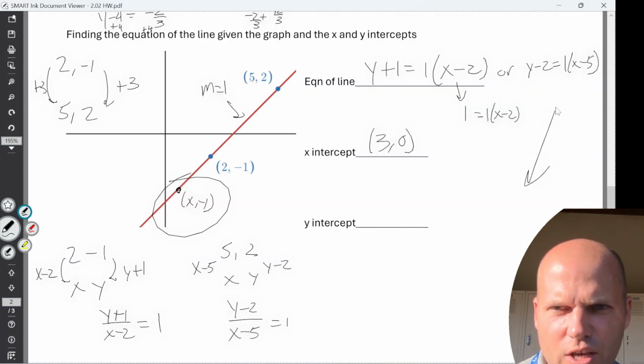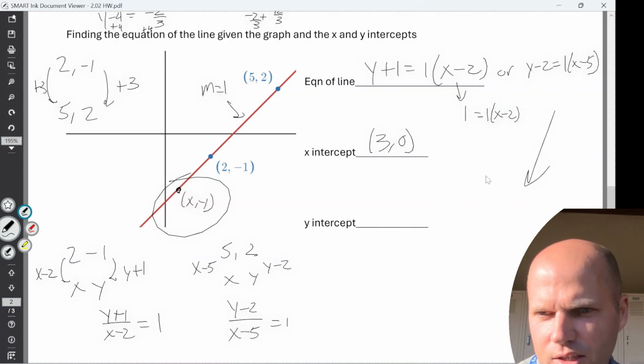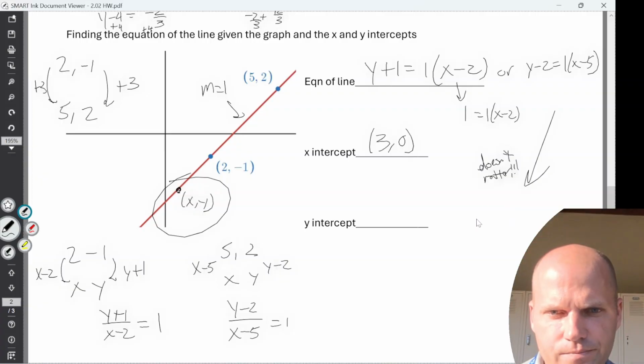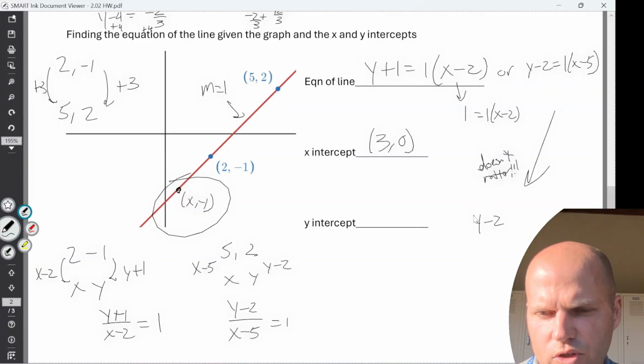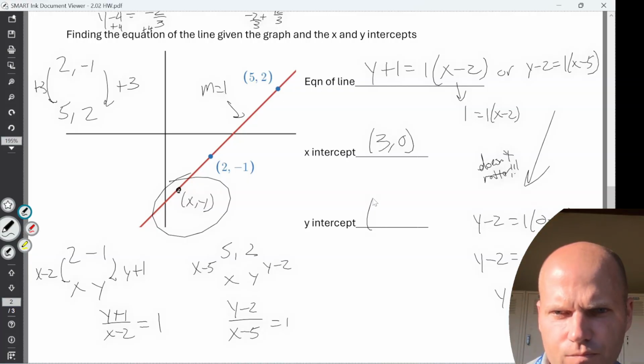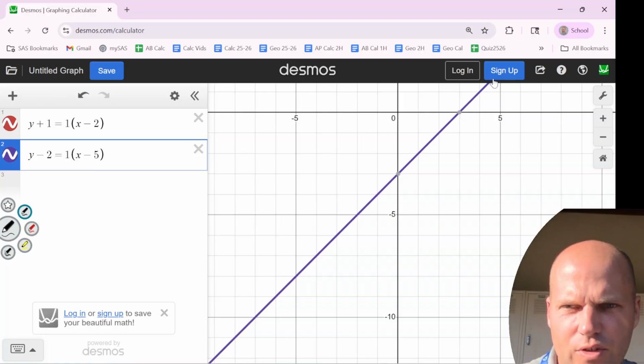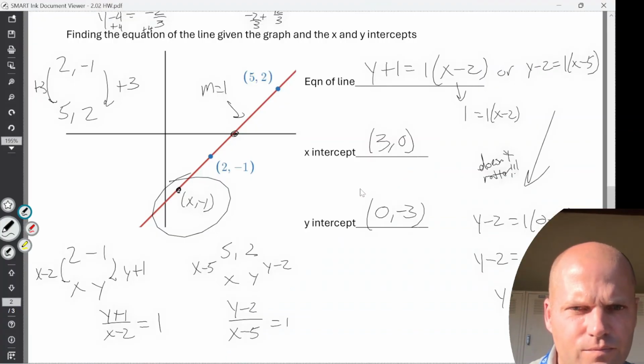Maybe I'll do the y-intercept with the other equation. Do you have to? No, it doesn't matter. It doesn't matter, unless you are just copying down and not actually listening to what I'm saying. The y-intercept is when x is 0, so I have y minus 2 equals 1 times (0 minus 5). Y minus 2 will equal -5. Y will equal, add 2, -3. So (0, -3). All right, so those points on the axes are at (3, 0) and (0, -3).